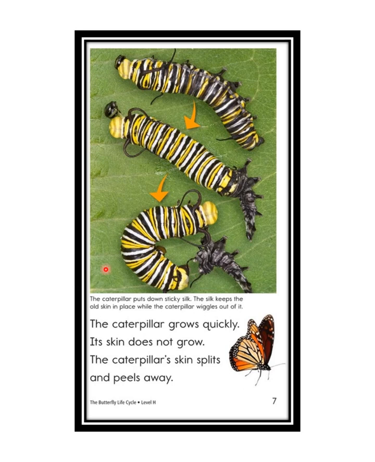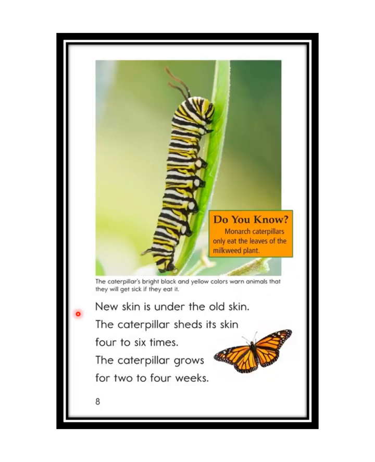And here you see him. He's wiggling out of that old skin. There he is. The new skin is under the old skin. The caterpillar sheds its skin 4 to 6 times. The caterpillar grows for 2 to 4 weeks.